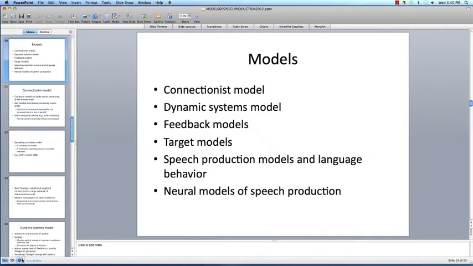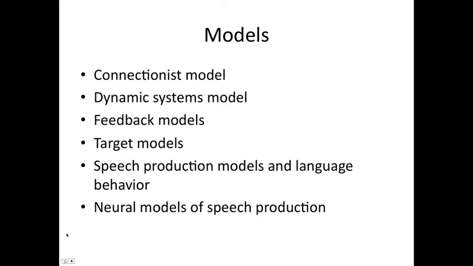So we briefly discussed what the difference between a theory and a model is, and we talked about the three issues that a speech production model should address. They are the serial order issue, the degrees of freedom, and the context sensitivity problem.